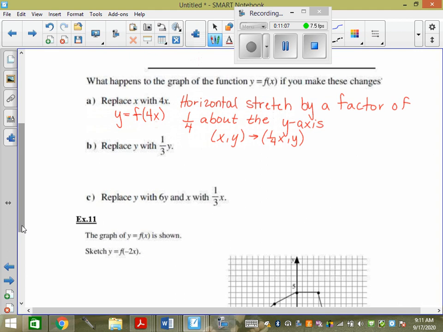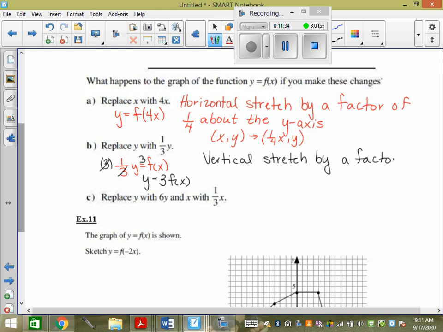Replace y with 1/3 y. So we get 1/3 y equals f of x. How do I move a third over? Multiplying by 3. So I get y equals 3 f of x. So I have a vertical stretch by a factor of 3 about the x-axis.